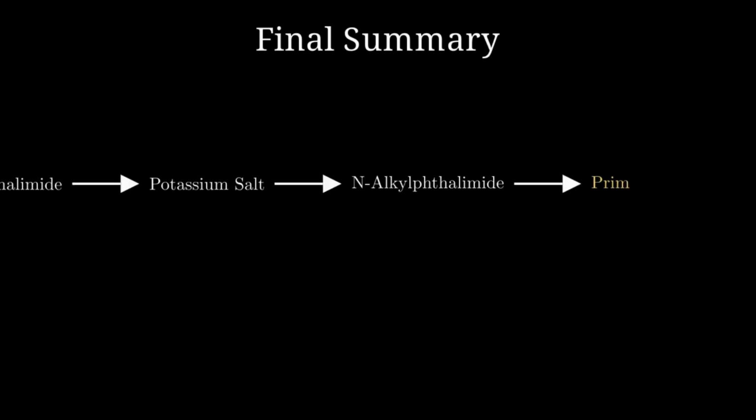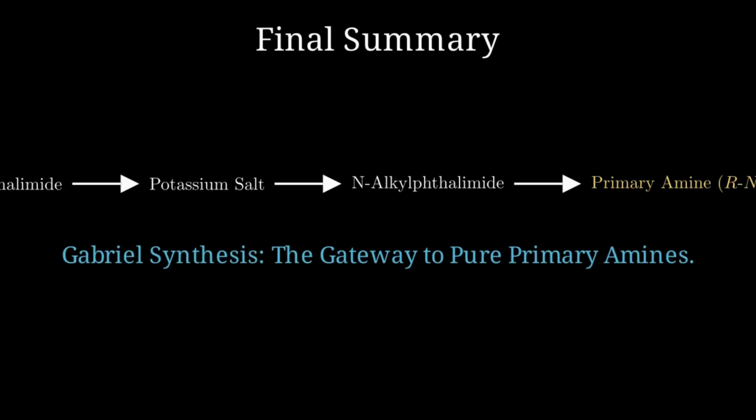Mastering the Gabriel Phthalimide synthesis allows for precise control in nitrogen chemistry. By understanding the SN2 requirements and the role of resonance stabilization, you can effectively plan the synthesis of complex primary amines.